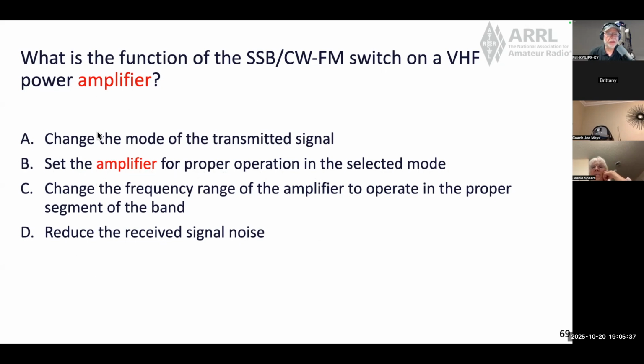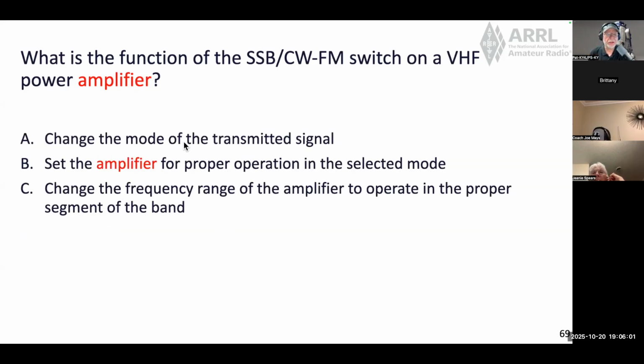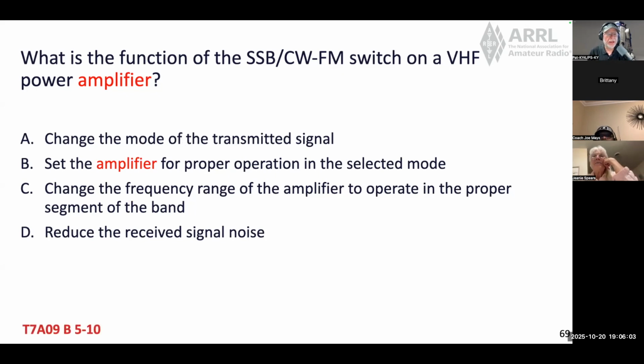I was going to say it's the only one with amplifier, and then I just realized that this one has the word amplifier in it. But so you're setting the amplifier for the proper operation in the selected mode. So if I'm in single sideband, I'm going to switch it to that mode. If I'm in CW, I'll switch it to that mode. Or if I'm in FM, I'll switch it. So the answer is B, and I just hit the wrong button there. So the answer is B. You're going to set the amplifier for the proper operation in the selected mode.